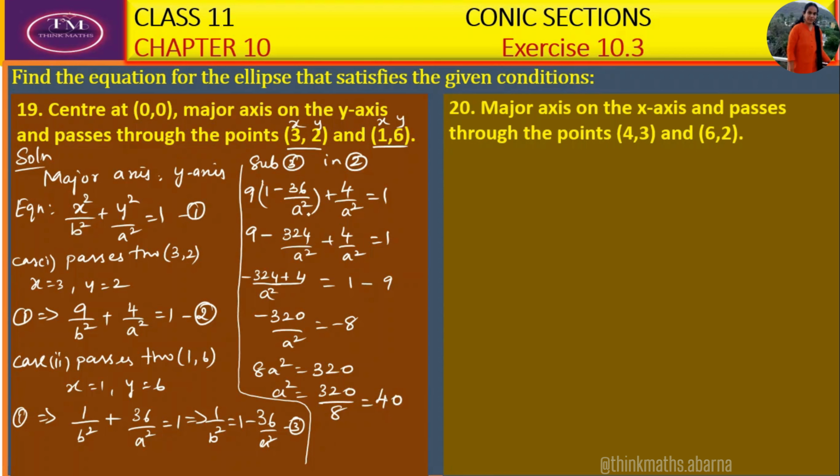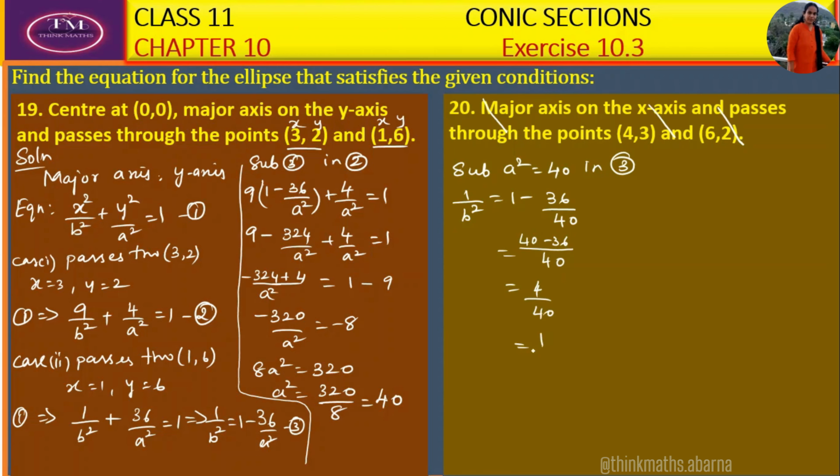Clear? So next we have to find out b square. So we can substitute a square in the third equation. So substitute a square equal to 40 in third equation. So it is 1 by b square equal to 1 minus 36 by 40. So taking 40 as LCM, it will be 40 minus 36. 40 minus 36 is 4. So 4 by 40 is 1 by 10. So we got 1 by b square equal to 1 by 10.